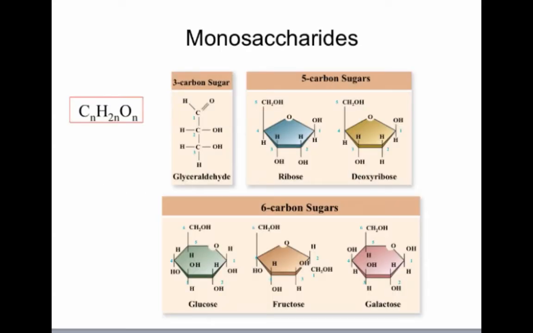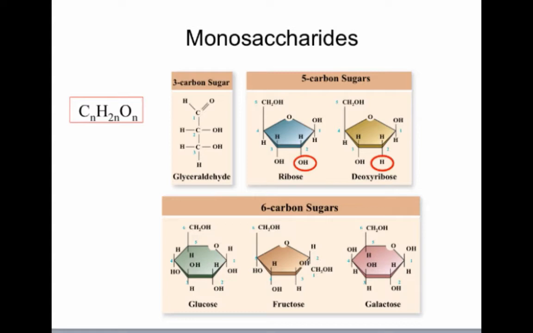Let's look at the basic or simplest sugars, which are the monosaccharides. Monosaccharides are the monomers of carbohydrates, and they can have 3 carbons, such as glyceraldehyde, or 5-carbon sugars, such as ribose or deoxyribose. You remember these sugars from the structures of RNA and DNA, ribose being part of RNA and deoxyribose part of DNA. The only difference between these two sugars is that deoxyribose is missing an oxygen. That's why it's called deoxyribose.